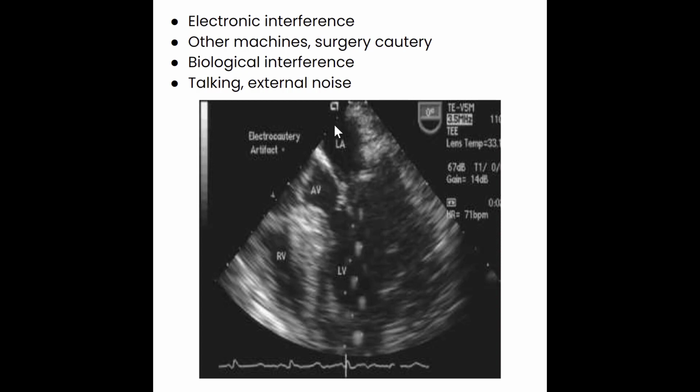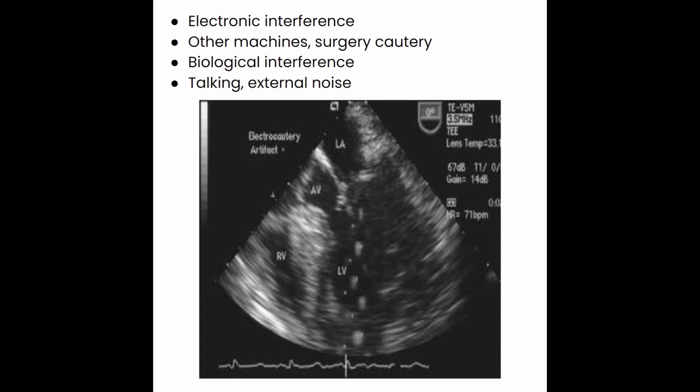So this example here is an image being taken during surgery, and the surgeon is cauterizing something using a tool. And what we're seeing is artifact from that tool being used while the ultrasound machine is operating. Sometimes it can just be from something being plugged into the same outlet. Sometimes it's just other machinery that's in the area that's kind of operating on the same frequency.